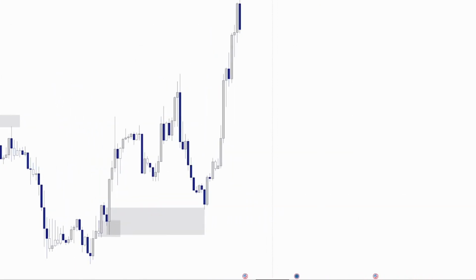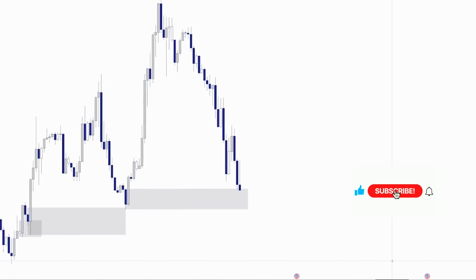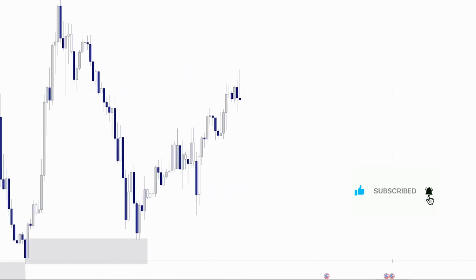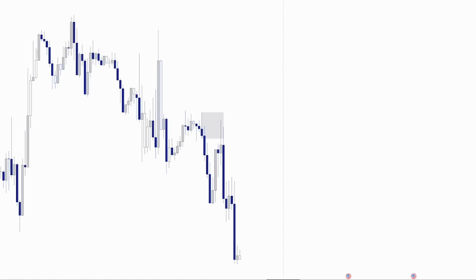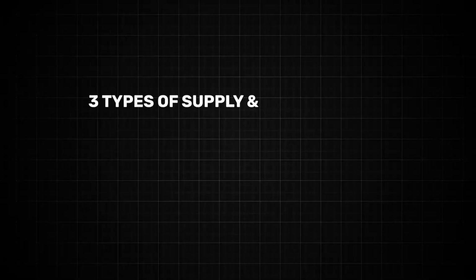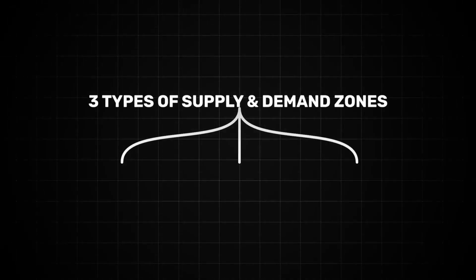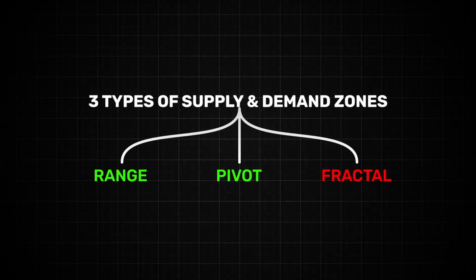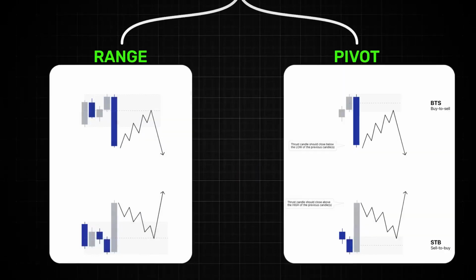Our objective is to identify this massive overwhelming imbalance between supply and demand, wait for price to test them, and trade in favor of it. So how do we mechanically draw supply and demand zones in the same way every single time? There are three types of supply and demand zones, and I'm going to let you focus on only two, which are range and pivot. The fractal one is completely optional. A range is when the market accumulates and later breaks to the downside, or accumulates and expands to the upside.